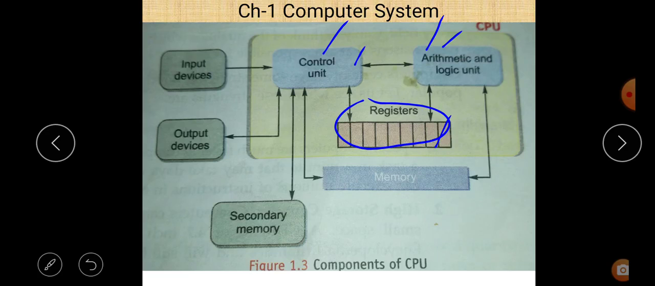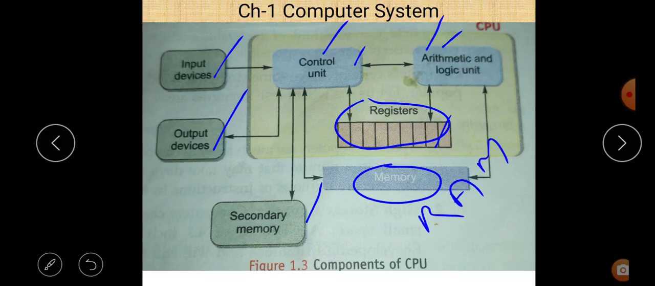And the input unit, output devices, and secondary storage are connected to the CPU. You can easily see on the screen, and that is RAM. The memory that is written here is basically RAM, random access memory, which is also known as main memory.